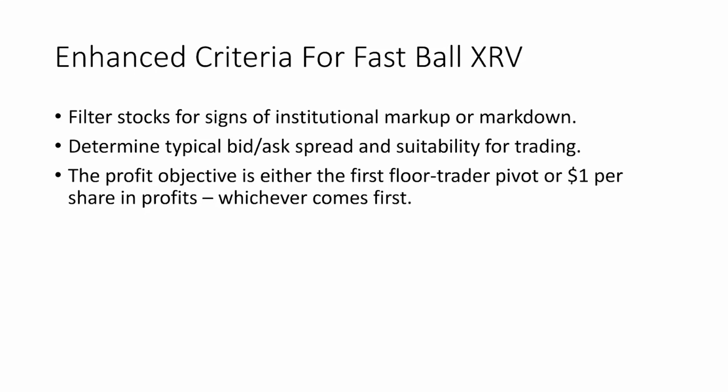So the objective with the XRV setup is different than the straight up fastball. If you're just scanning for the fastball setups, particularly if you're scanning NYSE securities, then you're going to target natural support and resistance. If you're doing this XRV kind of setup where you're trading runaways, things that are going to have a real high probability of just popping the next morning again, then the objective is going to be either the first floor trader pivot or about $1 a share in profits, whichever one of those comes first. So it sounds kind of arbitrary, the $1 per share, but it's just the way that it's worked out.